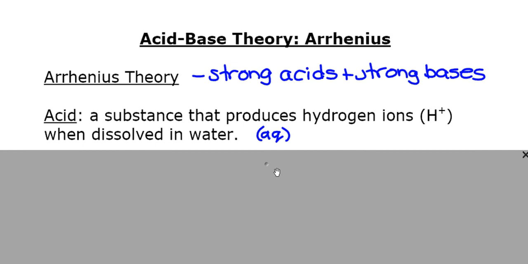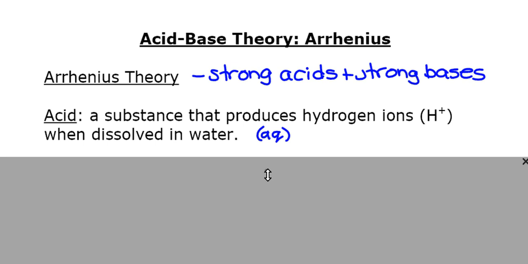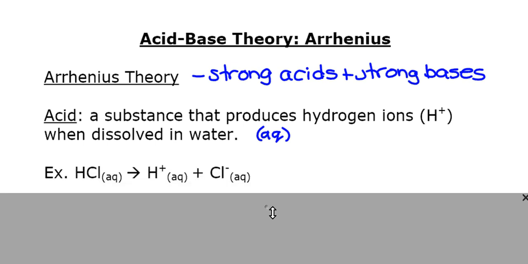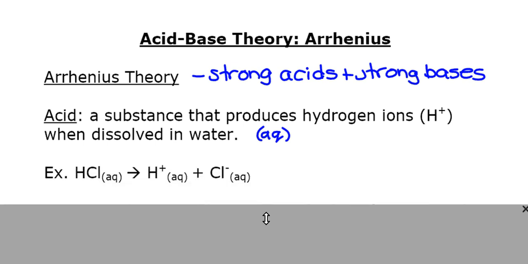So as an example, if we showed that with an equation with some ions, what happens when we take hydrochloric acid and dissolve it in water? Hydrochloric acid is going to break apart into its two ions. It's made up of hydrogen ions and chloride ions. In solution in water, you get hydrogen ions and the chloride ions. And because you get this being produced, this makes your solution acidic.